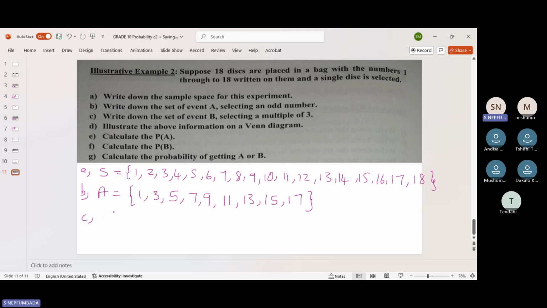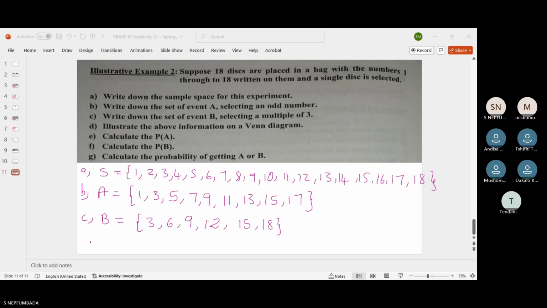Write down the set of event B, selecting a multiple of 3. Let's go. 3, 6, 9, 12, 15, and 18. That's the multiple of what? Of 3.